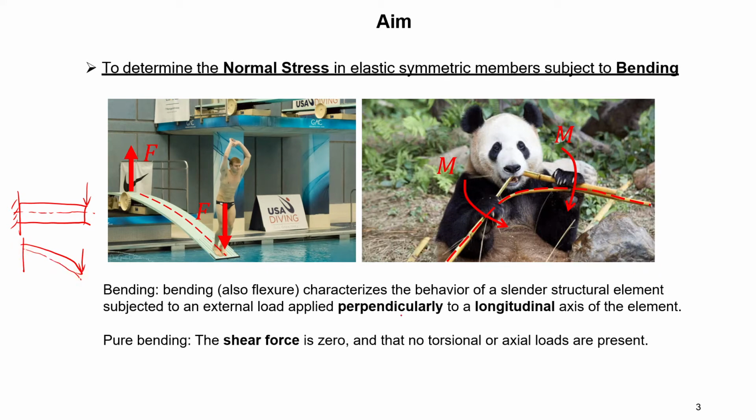And there's also so-called pure bending. When you apply any of your loading here, if you want to generate what is called pure bending, that means the shear force is 0, which means there's no torsional or axial load present. Pure bending means you simply, like this panda, apply a bending moment on the beam, and the beam is only subject to the bending moment without any other force.